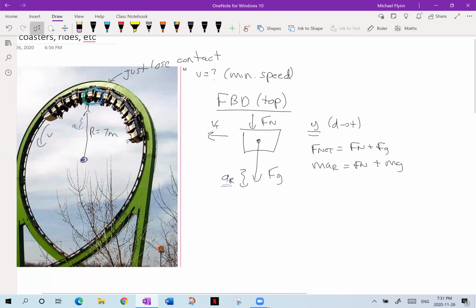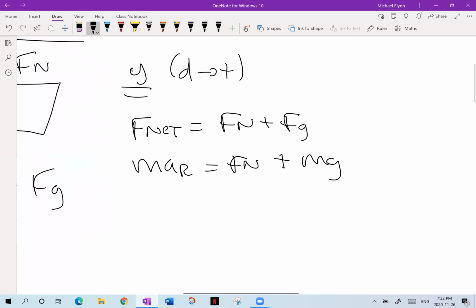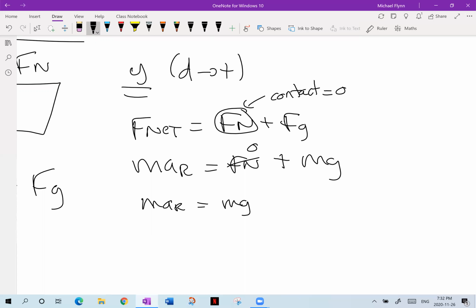Now, at the minimum speed, you're just losing contact, okay? You're just losing contact. Well, this force here, this normal force, is the contact. But since you're losing contact at the minimum speed, the contact is equal to 0. In other words, your bum is coming off your seat. So the normal force will drop to 0. So that means this one is 0. And you get MAR equals Mg. Well, that's pretty easy.